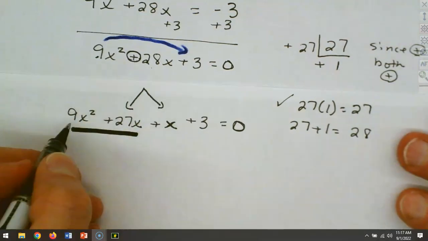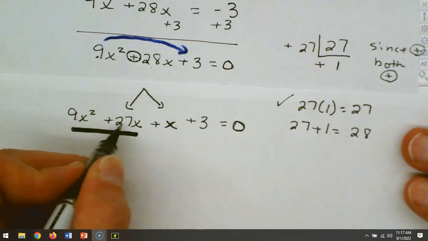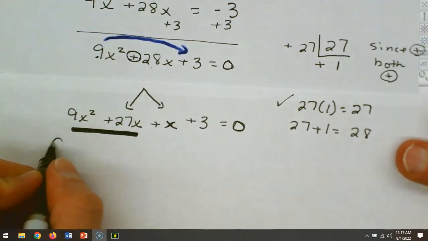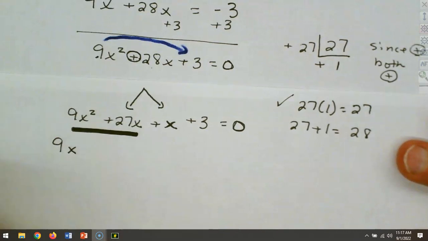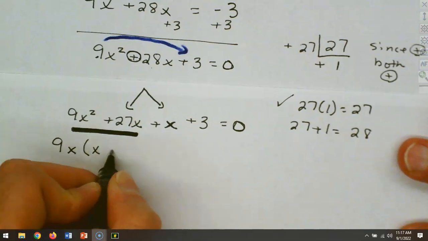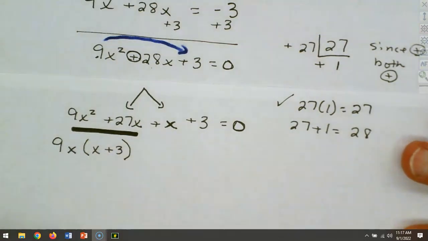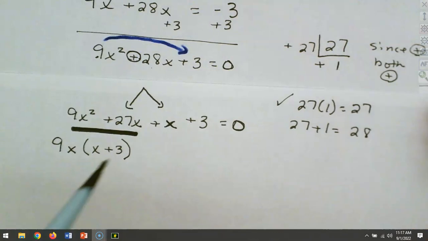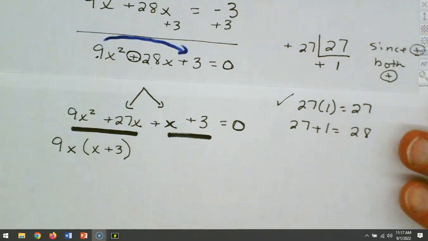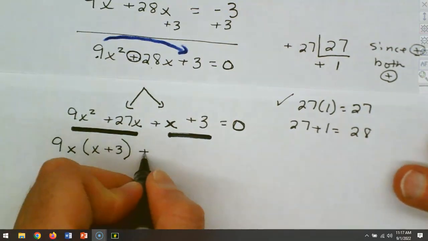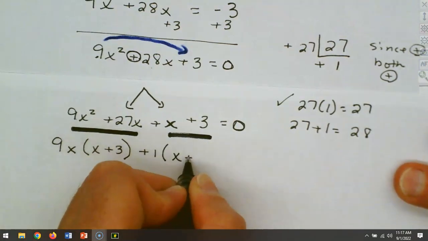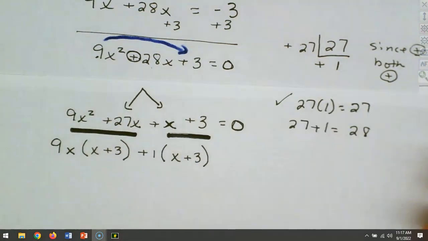You always have to take out the largest number. Is a 9 in common with both of these? Yes. So we're going to take out a 9, and we're also going to take out an x. And that leaves you now with an x plus 3. The next 2 pieces, does that x and that 3, do they have anything in common? No. So we can always factor out a 1, and that leaves you now with an x plus 3. Okay, so if nothing comes out, remember, you can always factor out a 1.